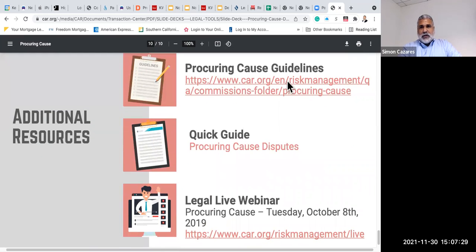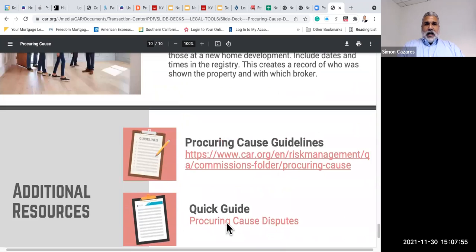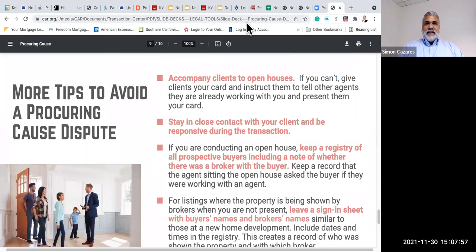Additional resources, the procuring cost guidelines. You can go to the California Association of Realtors, type in procuring costs, and it'll pop up this guideline, quick cheat sheet, okay? And legal live webinars, procuring costs. There was one recorded. And again, just go into the additional resources on California Association of Realtors, and most of the information is straight out of the California Association of Realtors. All right, so with that being said, that concludes our training. Any questions?